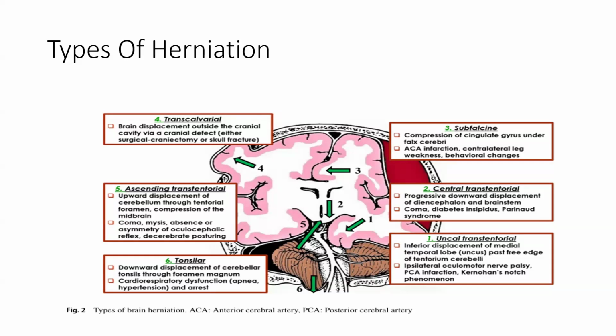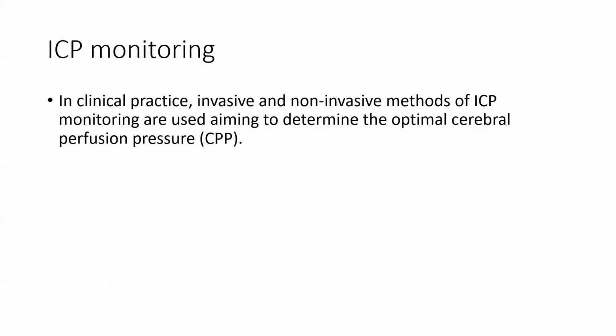Then transcalvarial herniation, when the brain displaces outside the cranial cavity via a cranial defect. Then ascending transtentorial herniation. There is an upward displacement of the cerebellum through the tentorial opening, causing compression of the midbrain, resulting in coma, absent or asymmetric oculocephalic reflex, and a decerebrate posture. Then tonsillar herniation, which is a downward displacement of the cerebellar tonsils through the foramen magnum. It results in cardiorespiratory dysfunction and arrest.